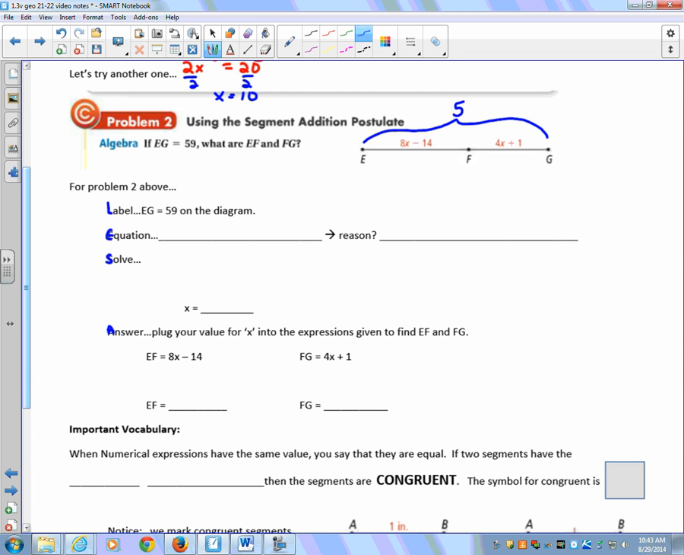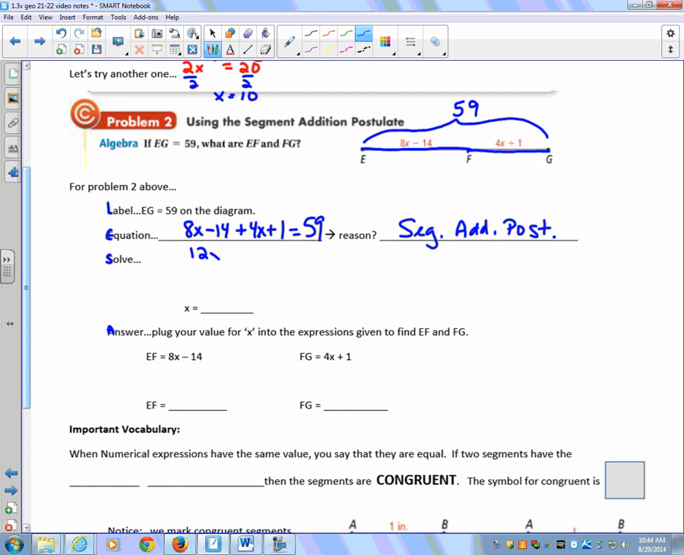First, label the diagram. 59 is EG. So the equation I'm going to write is 8x minus 14 plus 4x plus 1 equals 59, because segment addition postulate says EF plus FG equals the whole thing, EG. So my reason for this equation is the segment addition postulate. And as we know, we like to abbreviate. So now I have my equation that I can solve.